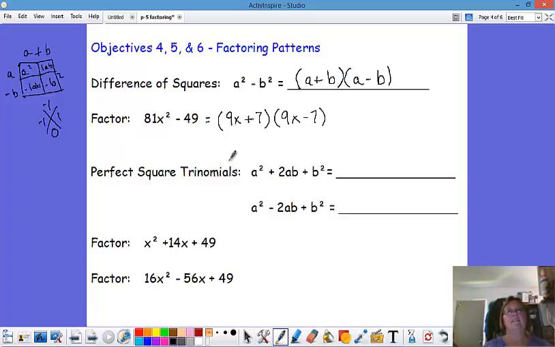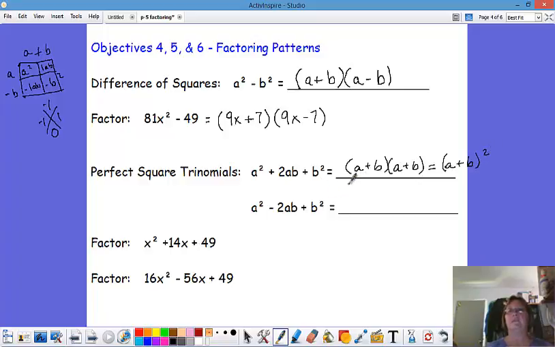Okay. The second set of patterns that I'd like you to get familiar with are called perfect square trinomials. And this pattern has a squared first term, a squared last term, and the center term, the middle term, is twice times the square root of a times the square root of b. Now that sounds a little bit weird, but that's what we're going to be looking for. The factoring pattern here is this: a plus b times a plus b, or a plus b quantity squared.